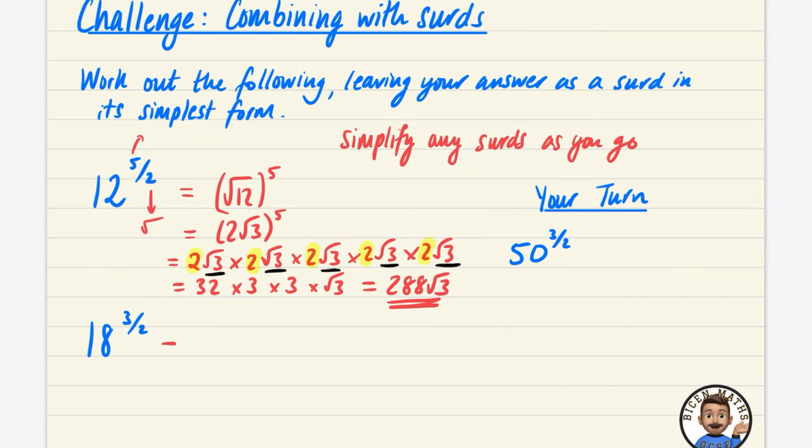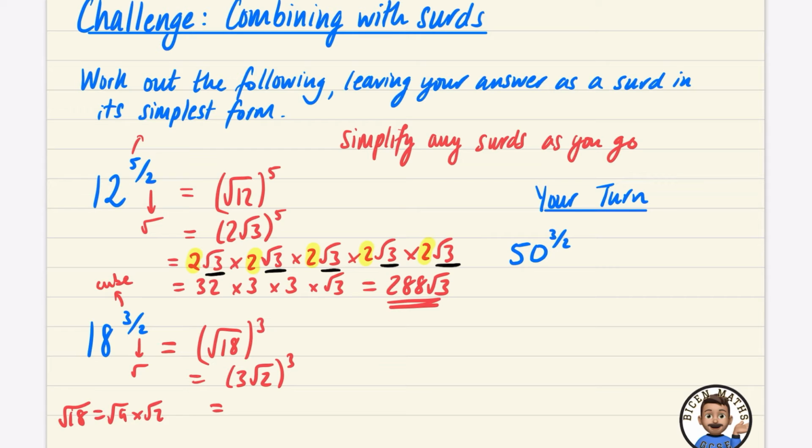So 18 to the power of 3 over 2. Well, the bottom part is going to be doing the square root and the top part is going to be doing the cubing. So we're going to do the square root of 18 and that is going to be cubed. Like I said, simplify any surds as you go. So the square root of 18 can be simplified as root 9 times root 2, which is just 3 root 2. So it is 3 root 2 cubed. Let's try the shortcut. 3 cubed is going to be 27, and then we need to think of what root 2 cubed is. It's root 2 times root 2 times root 2. Two of them create a 2, and we also have an extra root 2 left over. So you get 54 root 2.